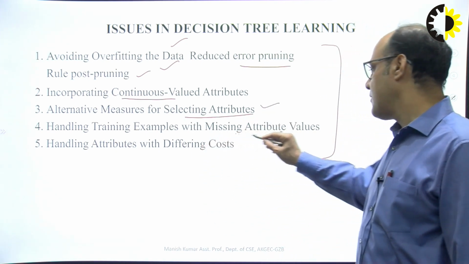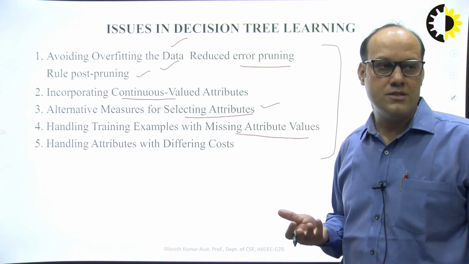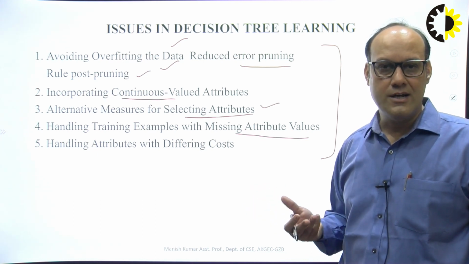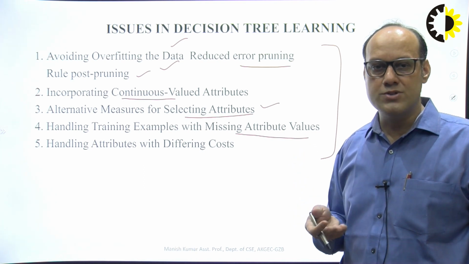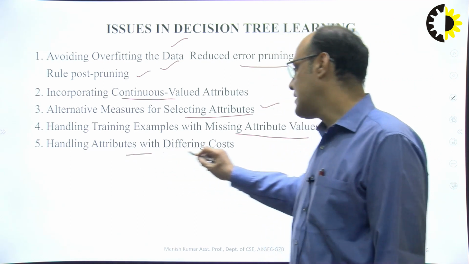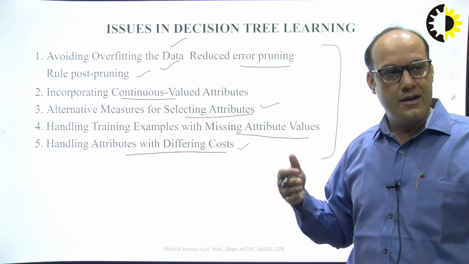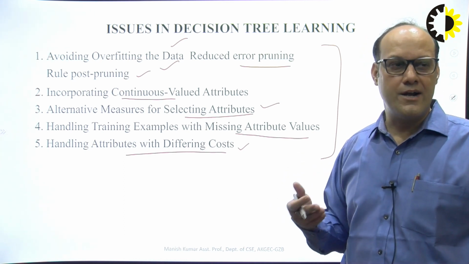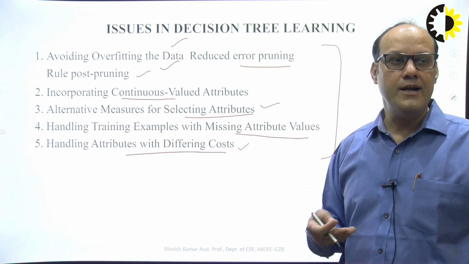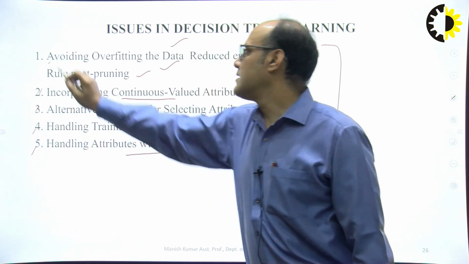Fourth is missing attribute values. This is also an issue, because if the value is missing, what will we consider? The value occurring the maximum number of times in that table, we will consider that. Number five is handling attributes with different cost. Different cost means I always need to calculate this information gain and entropy. So these are the five issues that we will consider here.